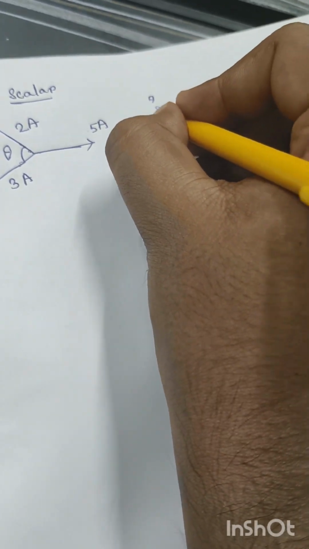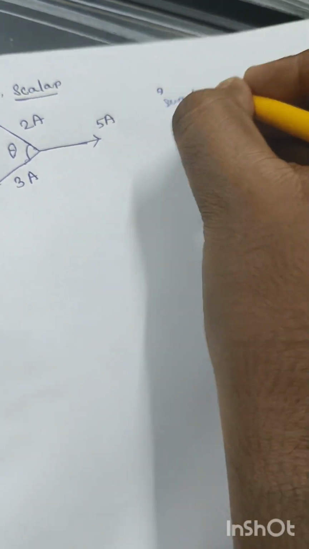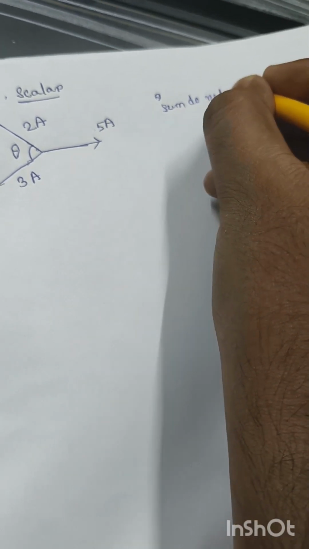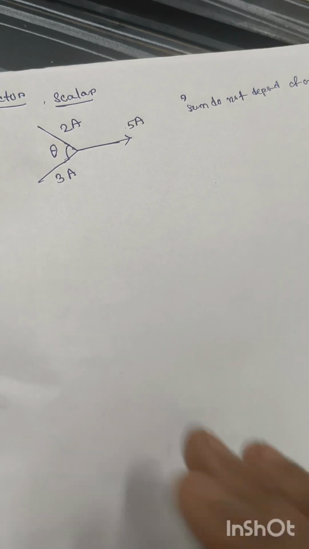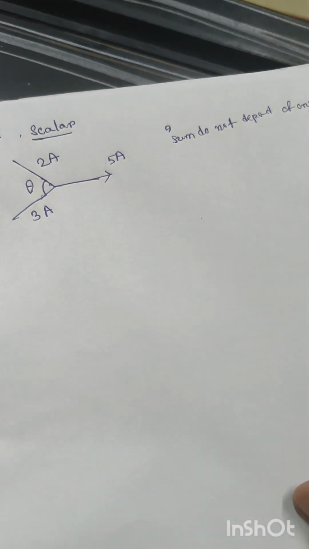the sum does not depend on the angle. So the electric current is a scalar quantity.